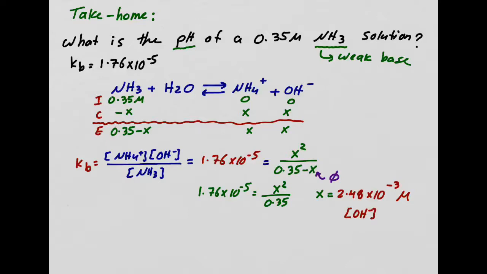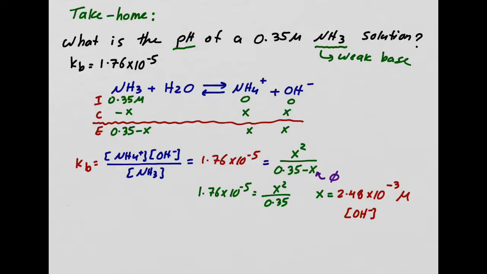Remember what I said at the beginning: don't forget what you are looking for. You're looking for hydroxide concentration, or hydronium concentration, something H plus, OH minus, that can get you to pH and pOH. Okay, so I figured out x, and x is my hydroxide concentration.